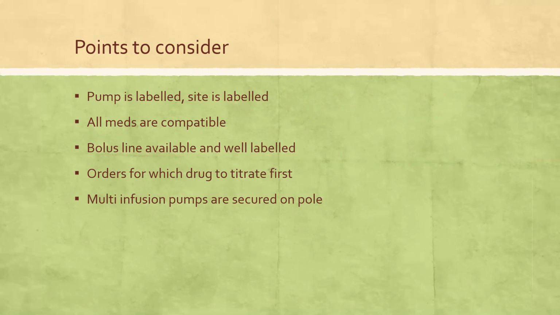It's important to understand which drug to titrate first. So if we've got multiple drugs that are working together, we need to know which one is the one we titrate before we move to the next. Let's say I've got 2 drugs for blood pressure support, which one am I going to titrate first? And it's important to recognize that if we have multi-infusion pumps, they're all secured on a pole. We typically have those triple pumps where we have 3 different lines per pump, and we make sure that that's secured on a pole.